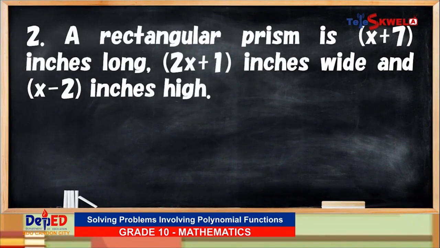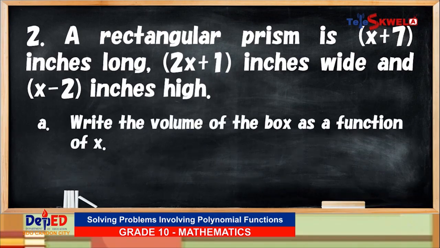Number 2. A rectangular prism is x plus 7 inches long, 2x plus 1 inches wide, and x minus 2 inches high. Letter A. Write the volume of the box as a function of x.